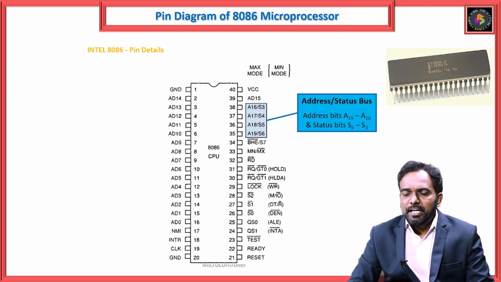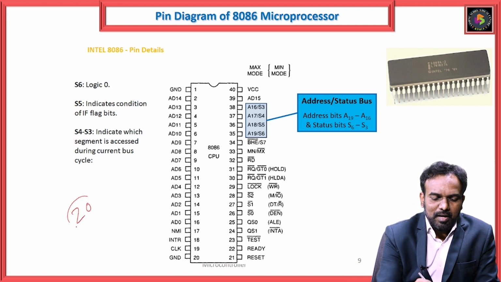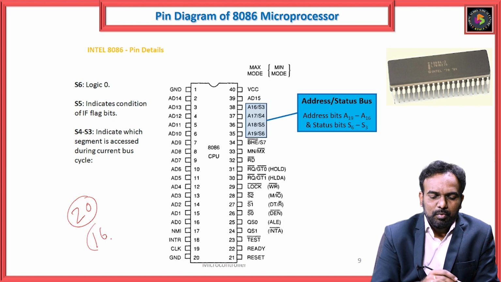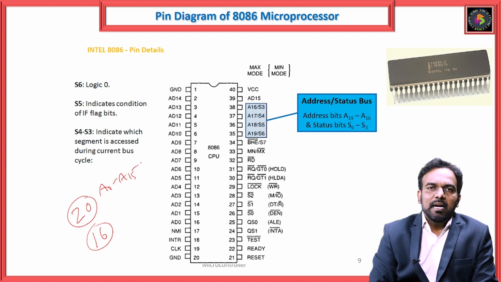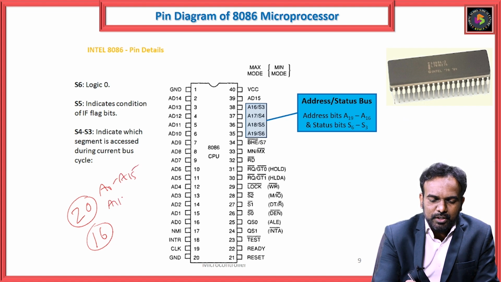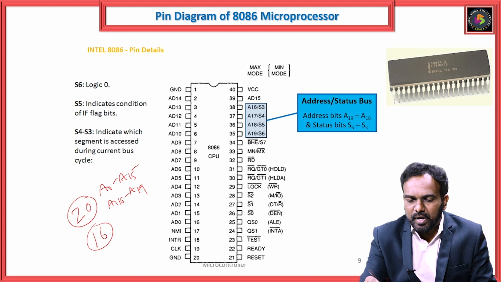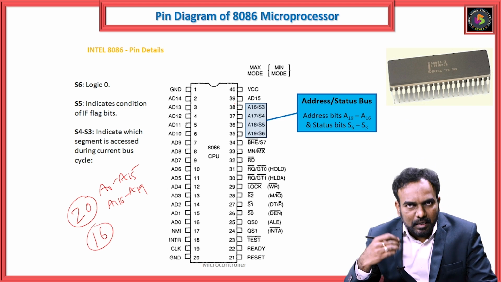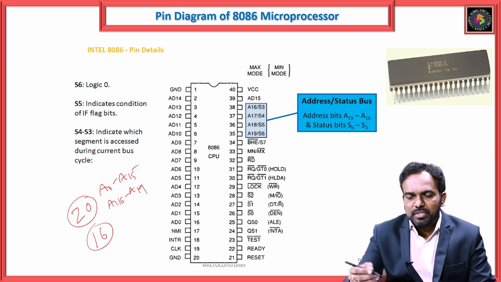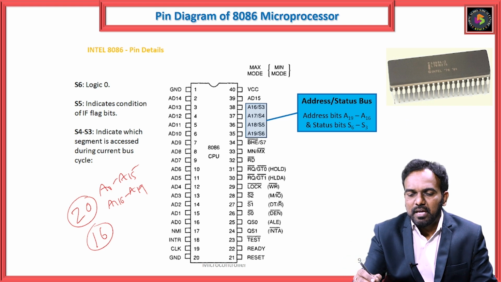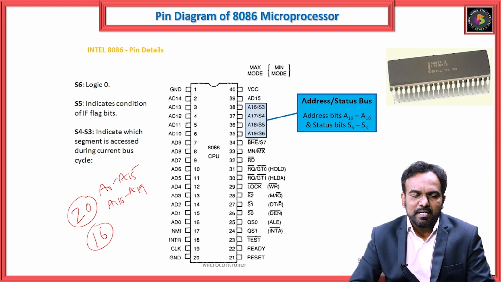Next, the 8086 microprocessor has 20 address lines and 16 data lines. We already discussed A0 to A15 address lines, and the remaining address lines are A16 to A19. Those are placed at pin 35 to pin 38. These pins are the remaining address lines. Again, these address lines are multiplexed with status pins like S6, S5, S4 and S3. These are usually called the higher address lines.